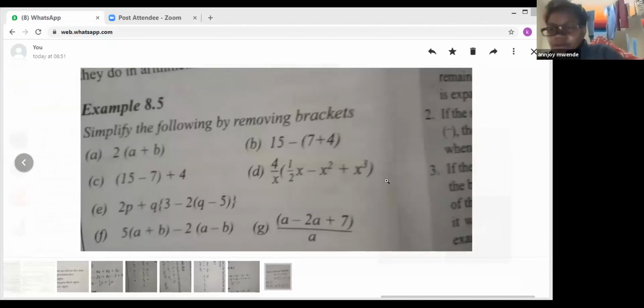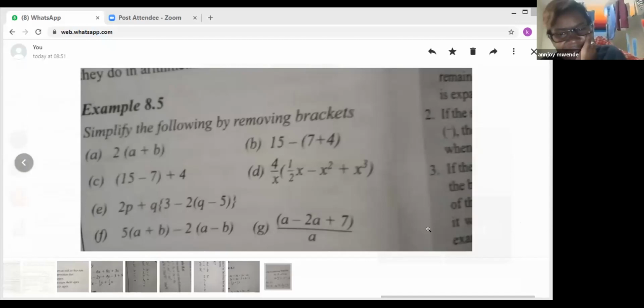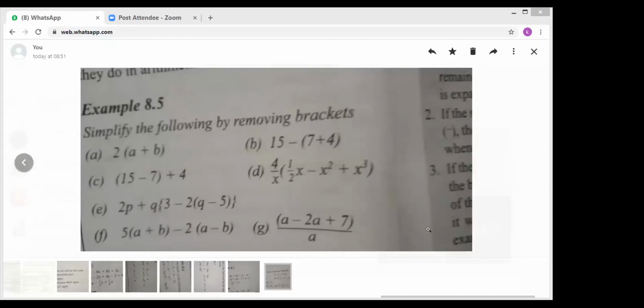Your hand is up, Ben. Unmute yourself, Ben. Yeah, what is the answer for F? I am calculating. Clarence, your hand is up. Unmute yourself, Clarence. I have the answer. Unmute yourself.